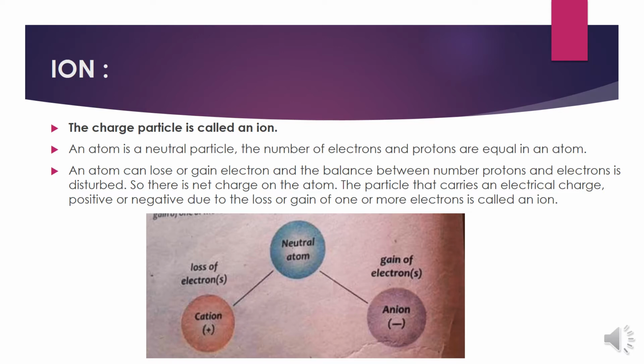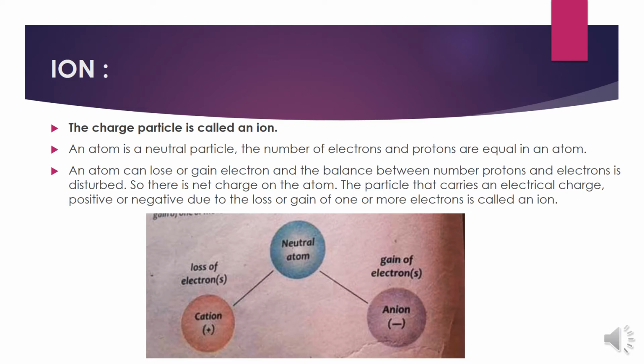But when it forms an ion, an atom can lose or gain electrons, and the balance between the number of protons and electrons is disturbed. So there is a net charge on the atom. The particle that carries an electrical charge, positive or negative, due to the loss or gain of one or more electrons is called an ion. So the neutral particle can form a positively charged cation and a negatively charged anion.